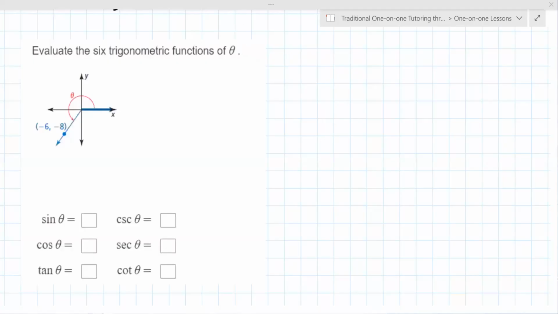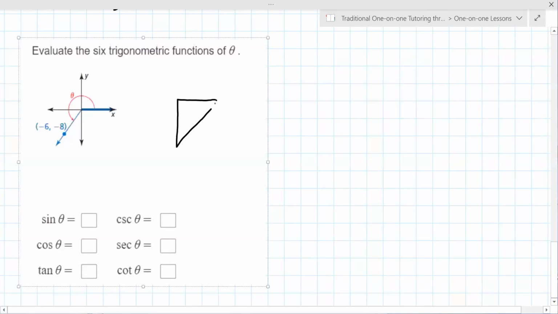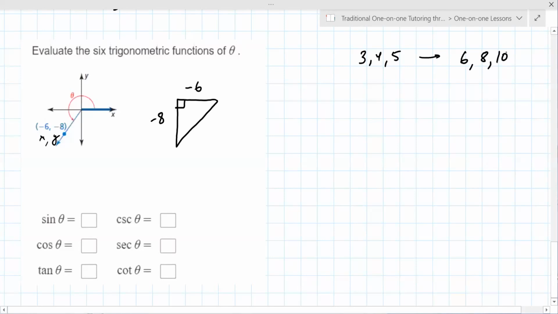All right, great. If you're seeing my screen, very similar to the last problem here, we draw the triangle that is the reference triangle for that side, and the first number is the x, second number is the y. Then we immediately find the hypotenuse. This is another Pythagorean triple. It's a 3, 4, 5, but you can always multiply these by 2. So that's 6, 8, 10, and that tells you that this hypotenuse is 10.